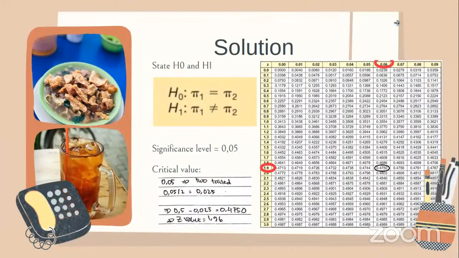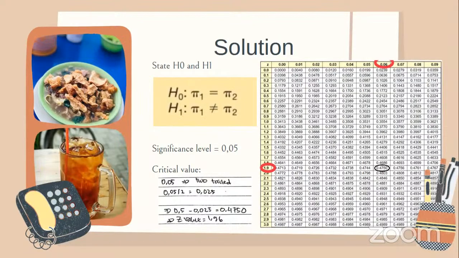The solution: first we state H0 and H1. H0 is P1 equals P2. H1 is P1 not equal to P2. So the statement of H0 and H1 is for a two-tail test, and the significance level I choose is 0.05. We're going to find the critical value.